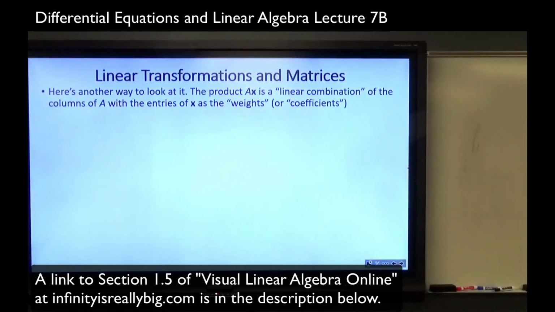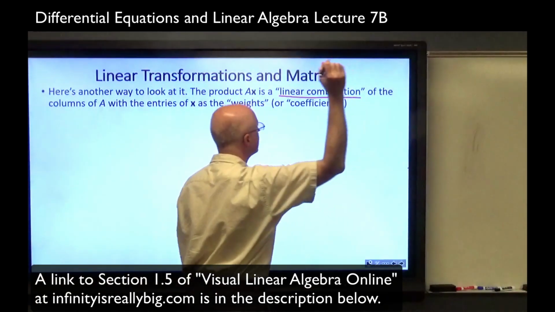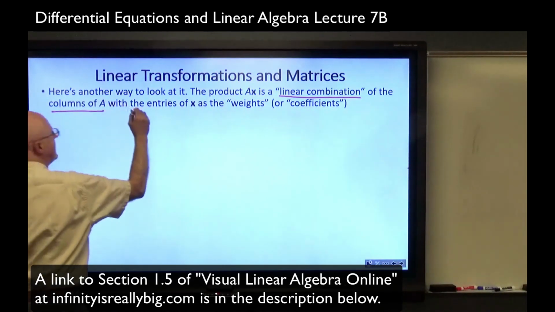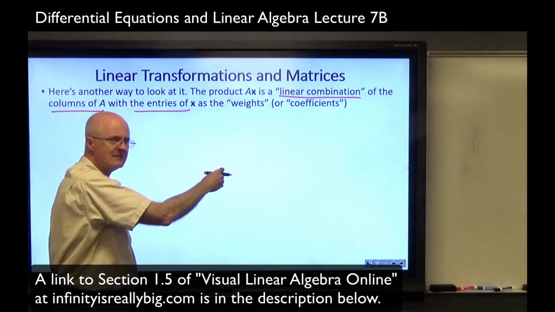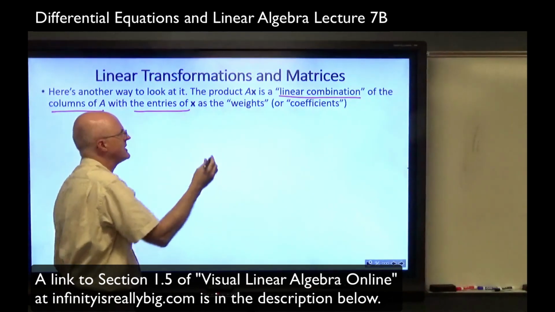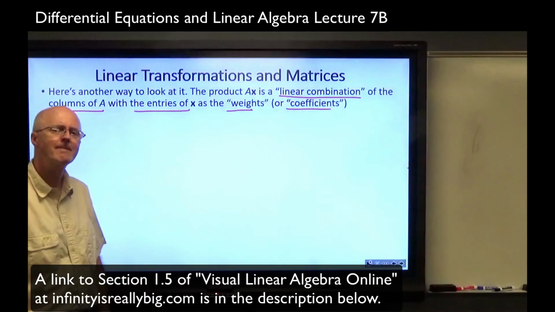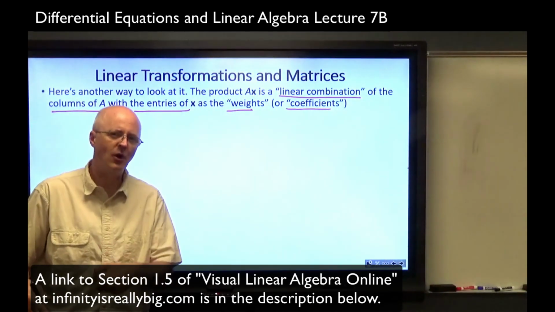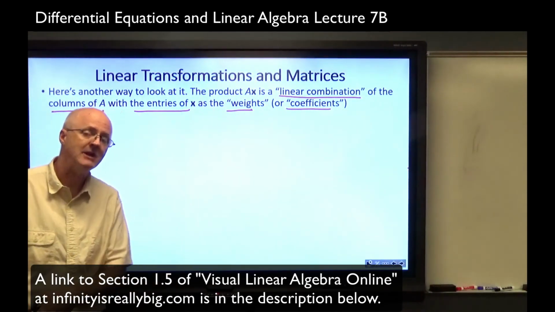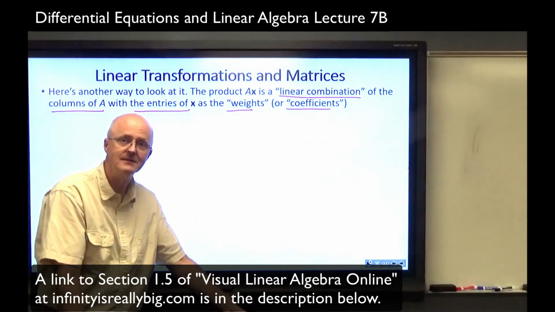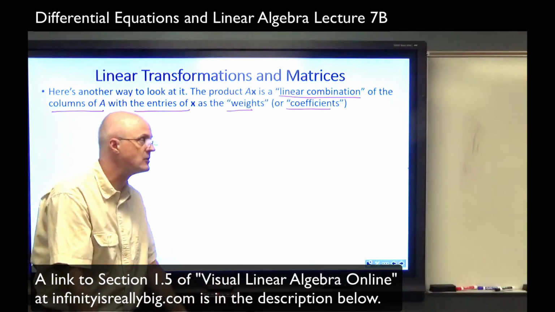Here's another way to look at it. We can think of the product Ax as, oh, there's that word again, a linear combination of the columns of A with the entries of the vector x, that column vector, as the coefficients. I'm also going to call those weights. Like the alpha and beta were coefficients. In the summation, the lambda 1, the lambda 2, the lambda 3 through lambda n were coefficients or weights. And the x1 through xn were vectors.